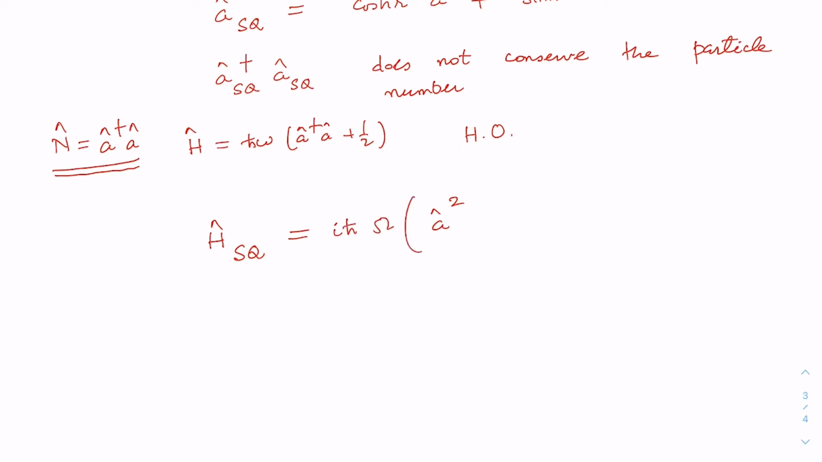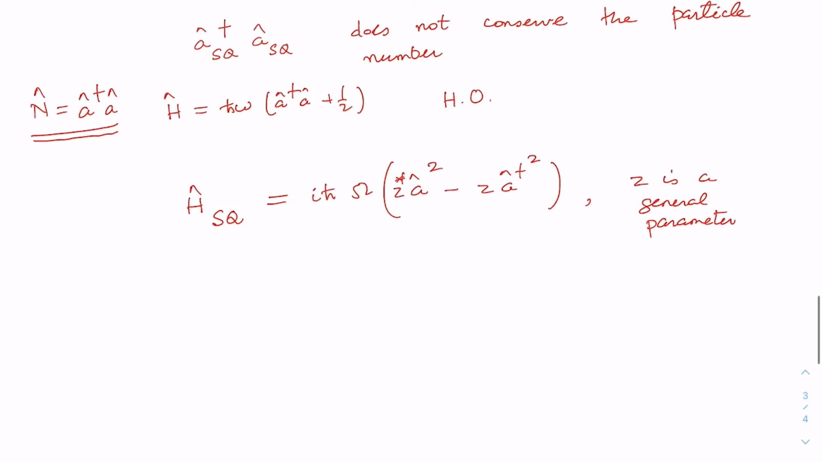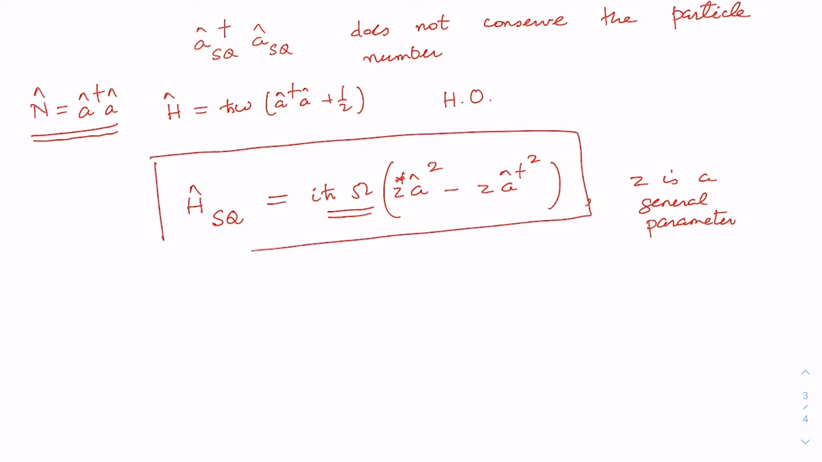iħ(z* a² − z a†²), because it has to be Hermitian, where z is a general parameter. All right, so this is what I have. ħω has the dimension of energy, and this is our assumption about the Hamiltonian for the squeezed state harmonic oscillator.